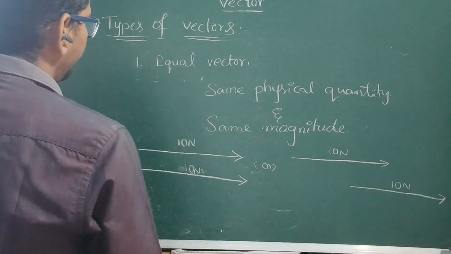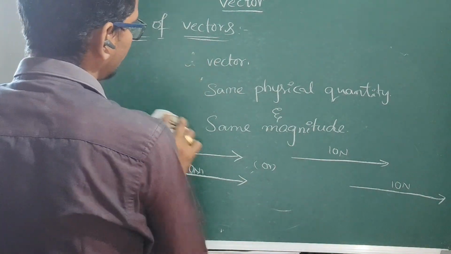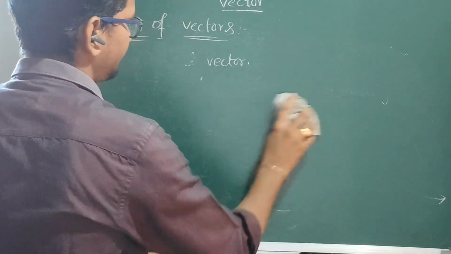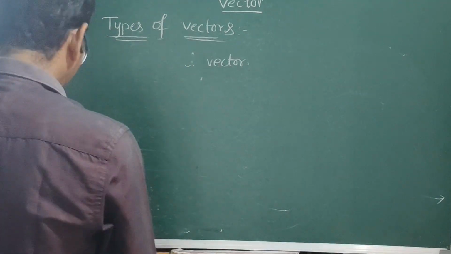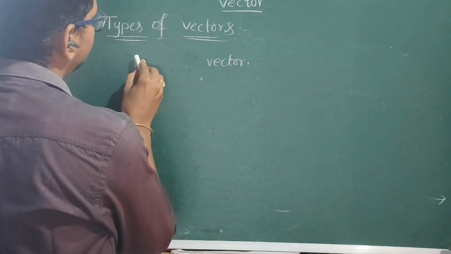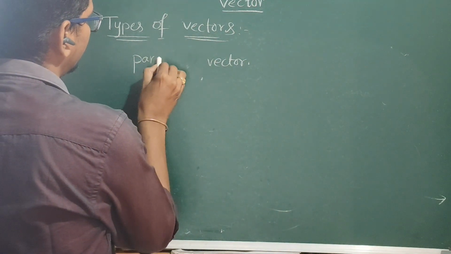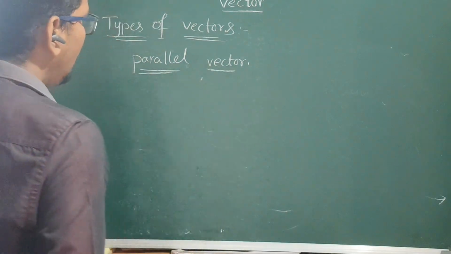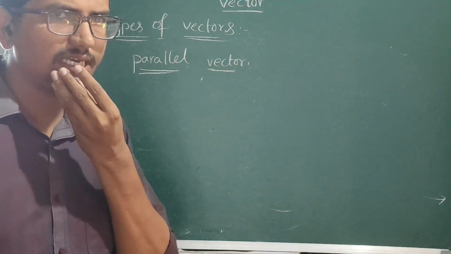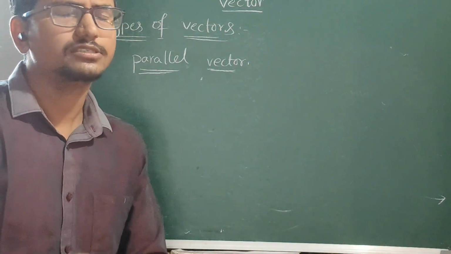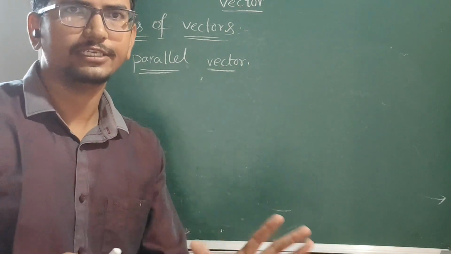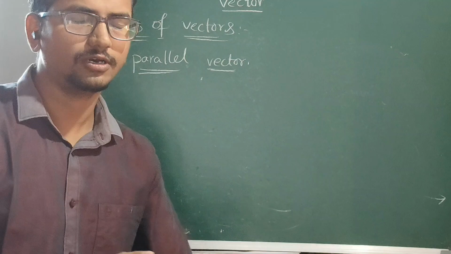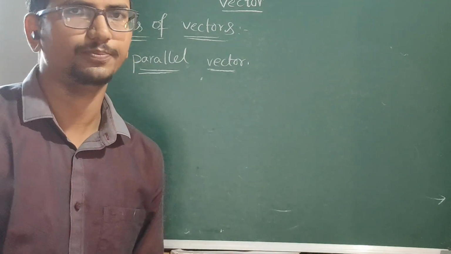And next one, parallel vector, or like vectors. Parallel vector means it has the same physical quantity. The magnitude may or may not be the same or different. It's not always; it may be or may not be.